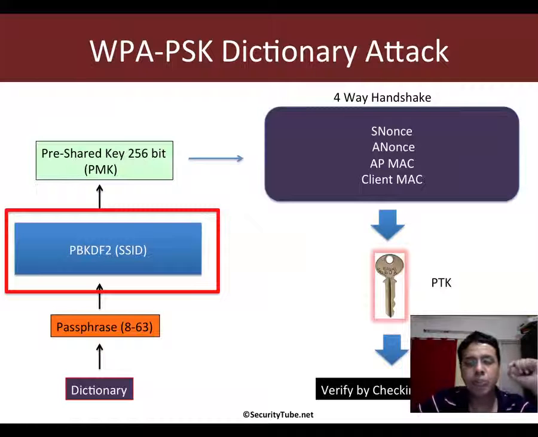The most important thing to note is that the SSID is a very important part when you're making the PMK, which means if you have two access points, even with the same passphrase being used for PSK, if they have different SSIDs, the derived PMK with the PBKDF2 function will be totally different. This is a major point.